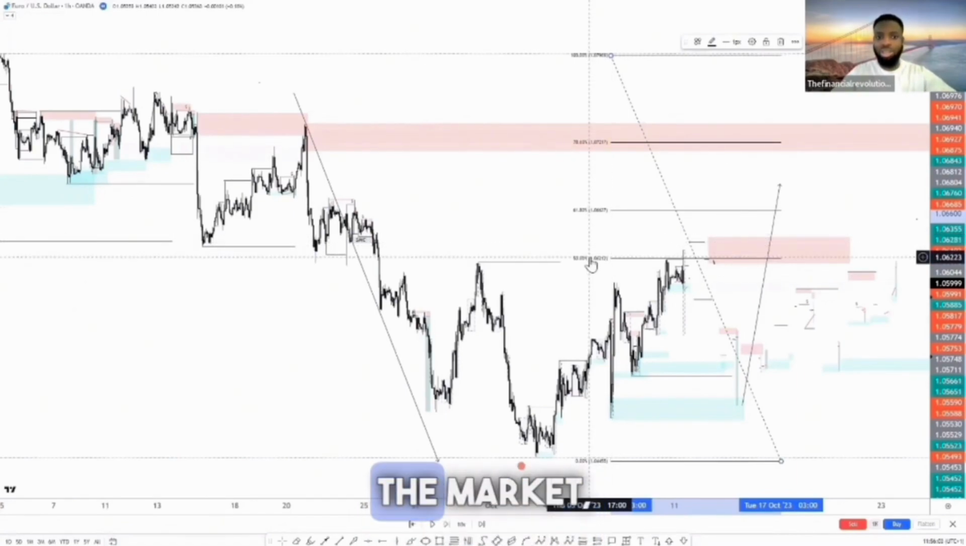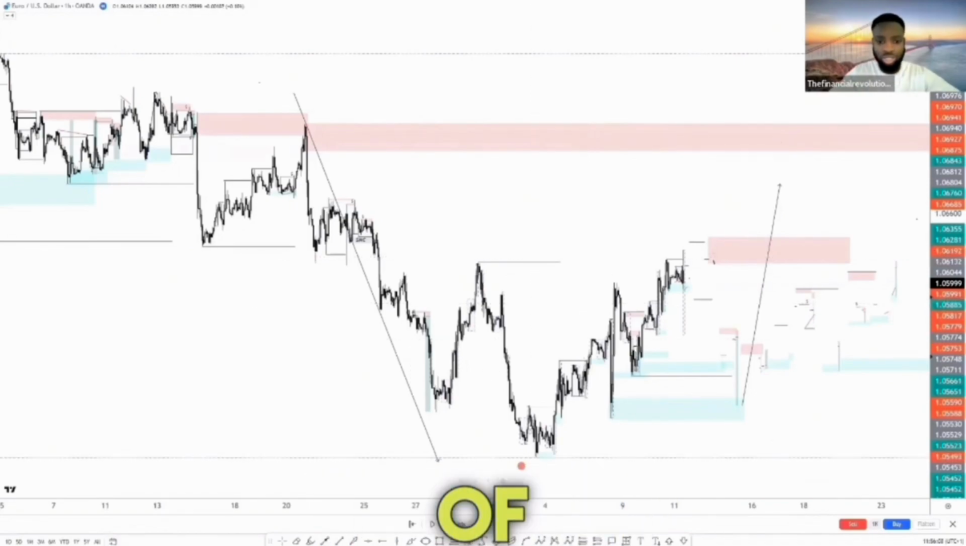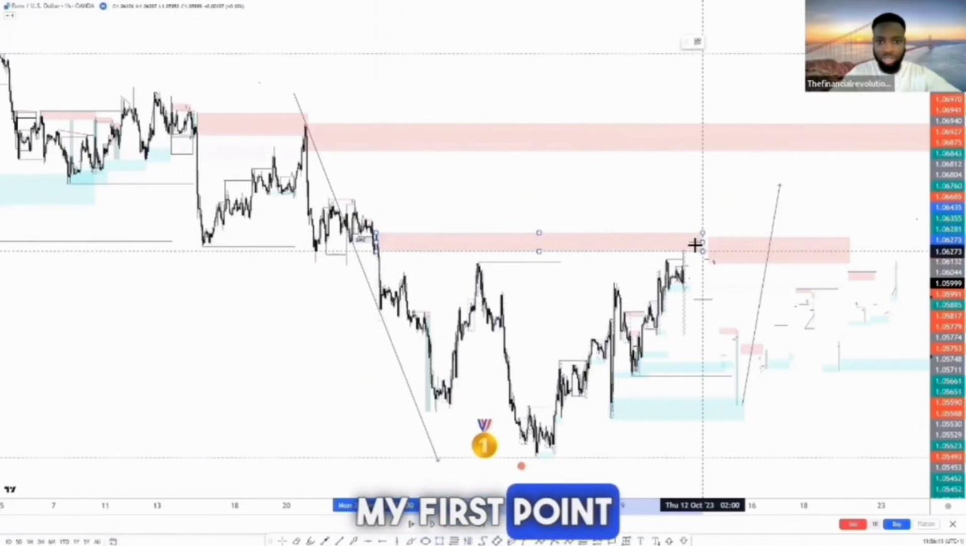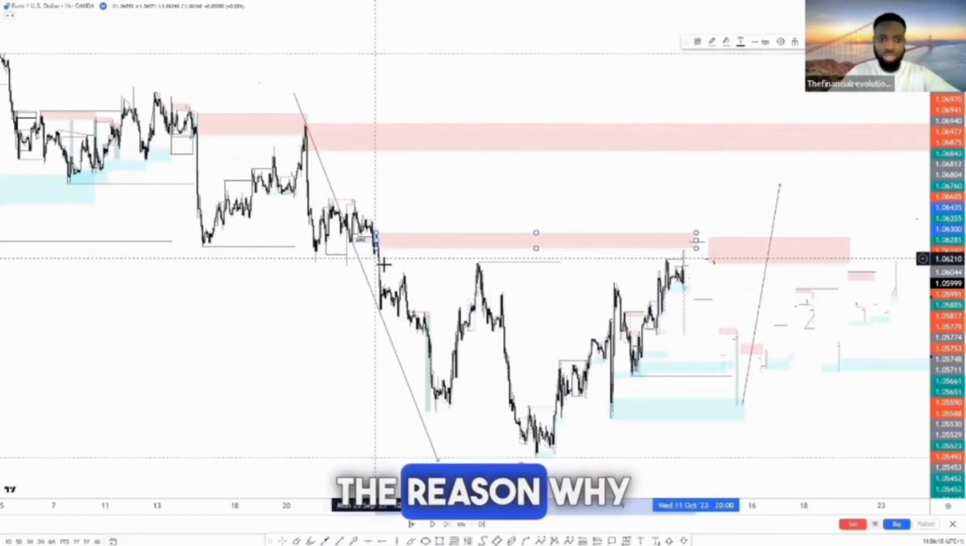Any point at this point in the market, price can start to go to the downside. What I want to start doing is looking for potential points of interest. Points of interest I actually chose at the time. One of my first points of interest was this level here. I'm going to have something up here, but that's not really important for now, so I'm not going to go over that too much. The reason why I chose this area is very simple.